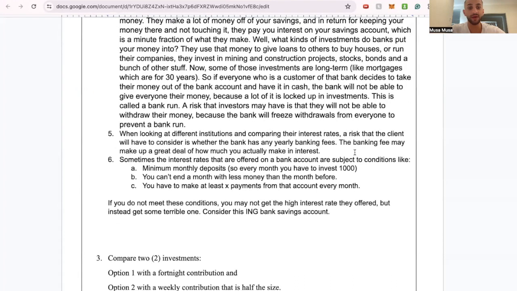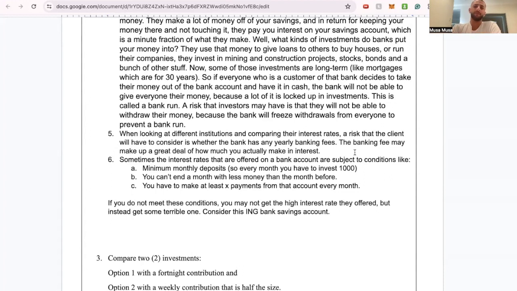The banking fee may make up a great deal of how much you actually make in interest. Just depends. I don't think my banks have any fees, but yeah, they could pop up. Like superannuation, they all have yearly fees, so be careful with that.